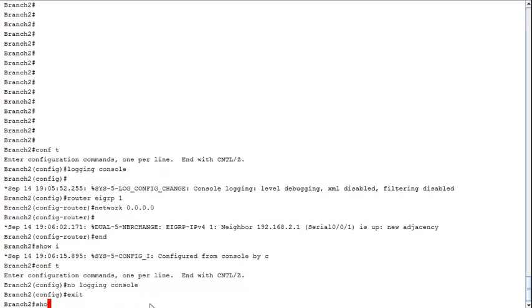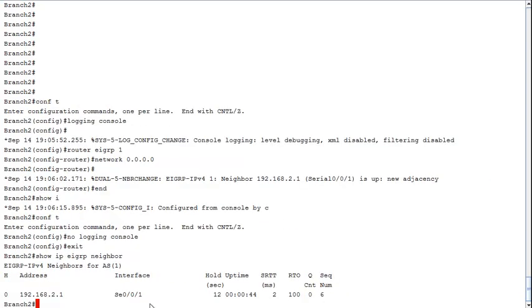Okay, now, show IP EIGRP. Let's start with neighbors, right? That's our first table. As EIGRP tries to build its overall topology and its best routes to its destination, it starts by building a neighbor table. This is a list of all the neighbors that branch 2 has, and since the only thing it's connected to is HQ, it only has this one neighbor. So our neighbor table looks good.